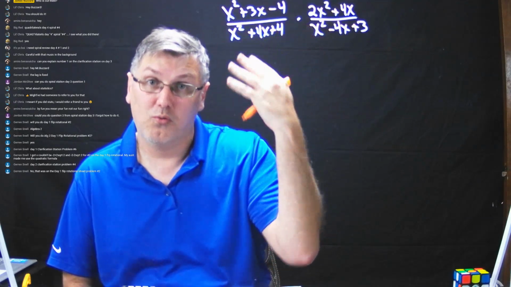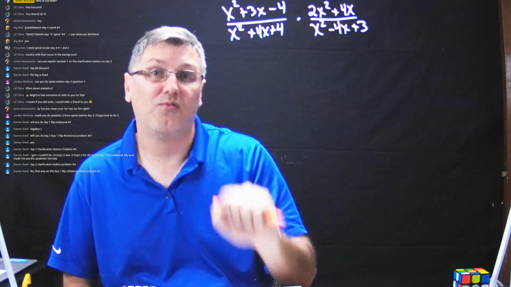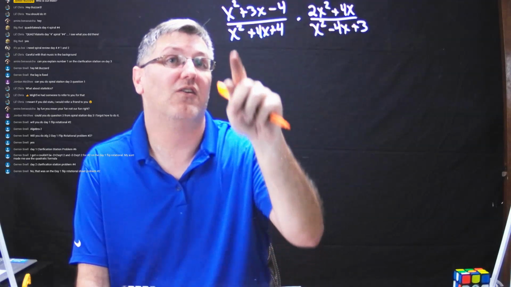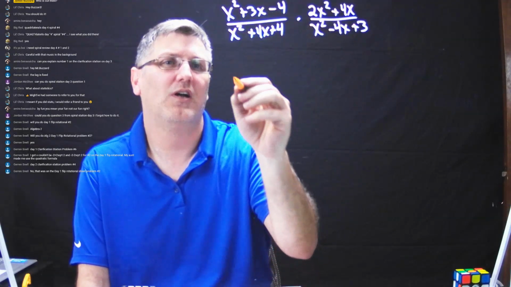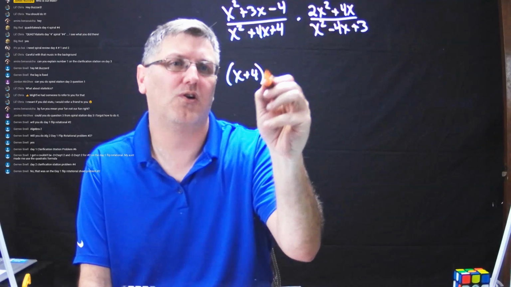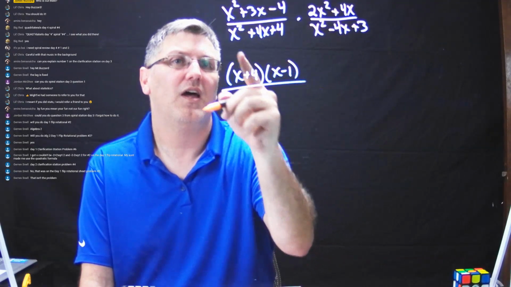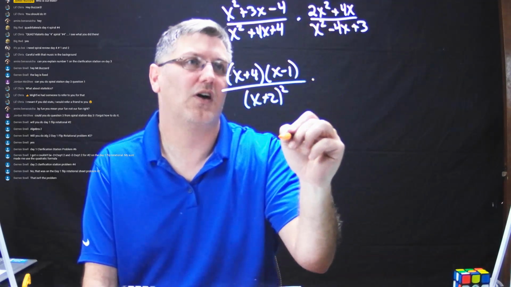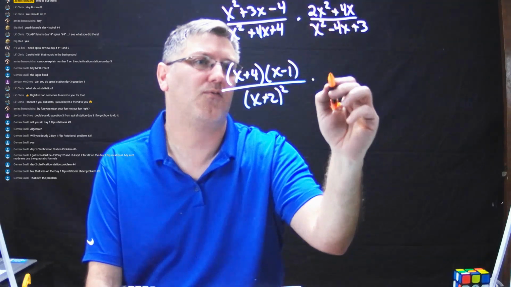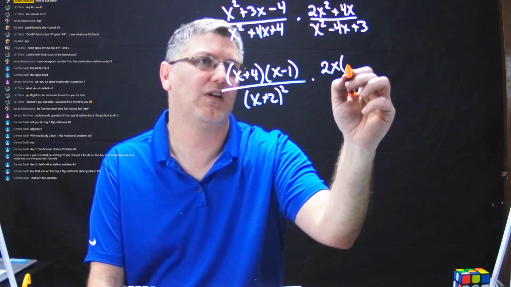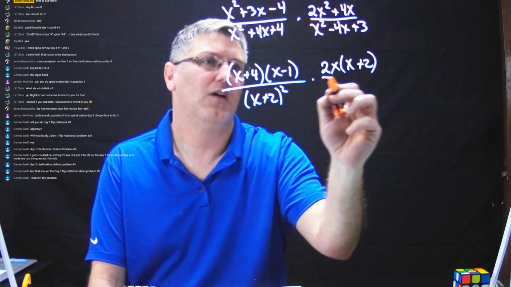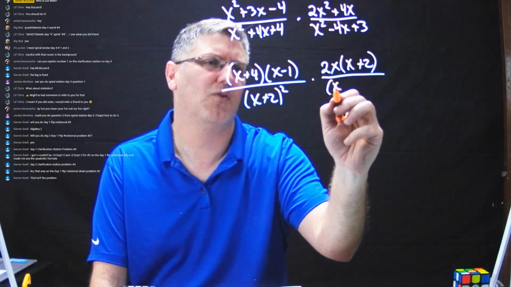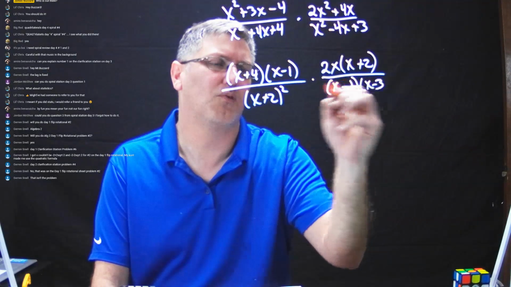First thing I'm going to do, rational functions: factor, factor, factor, and then factor again. Factor everything that you can. So x squared plus 3x minus 4 is going to factor to x plus 4, x minus 1. x squared plus 4x plus 4 factors to x plus 2 squared. Then I've got a 2x squared and a 4x. I have a GCF of 2x, and that's going to leave me with an x plus 2. And then on the bottom here, this is going to factor to x minus 1, x minus 3.